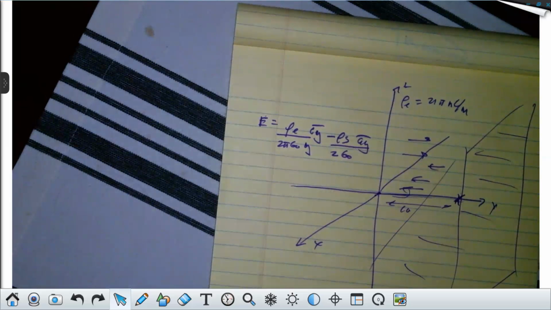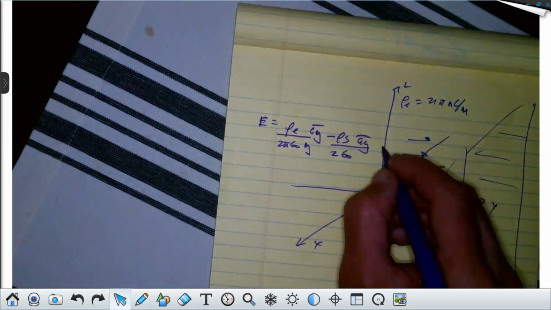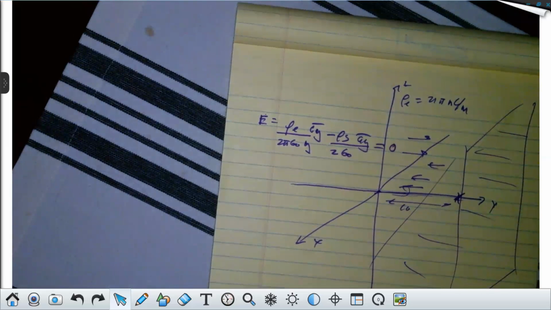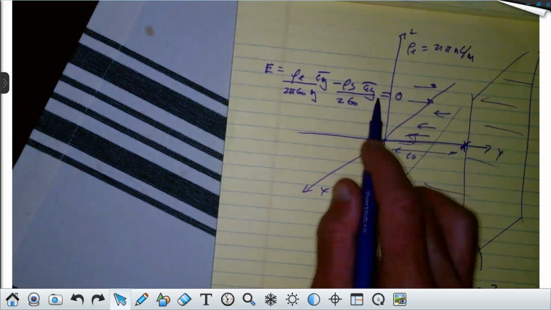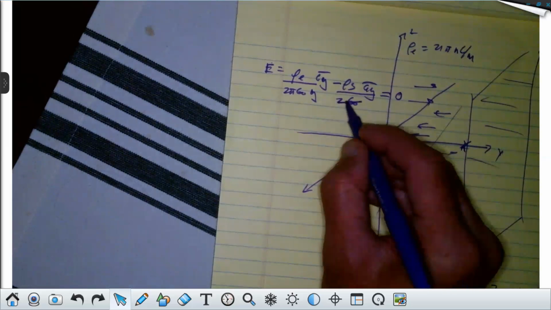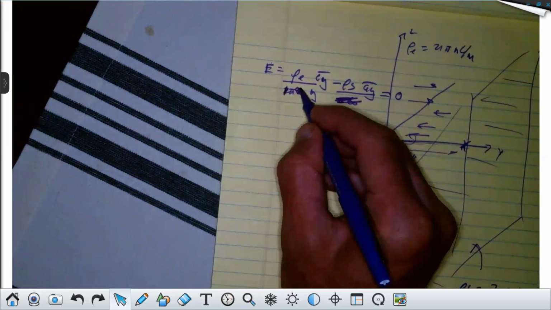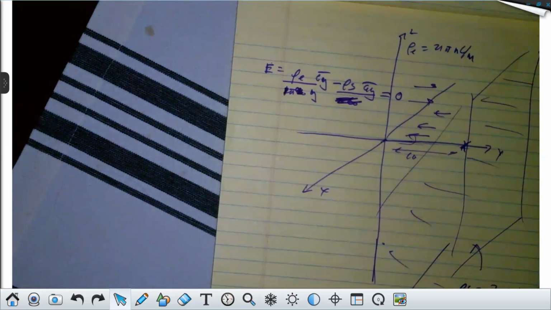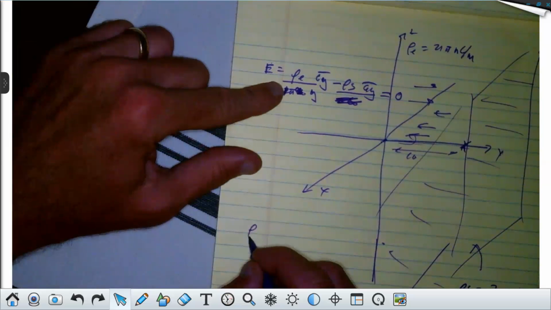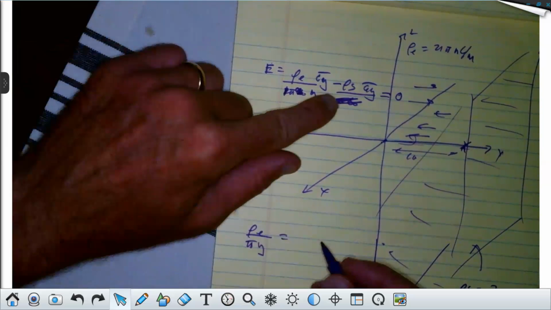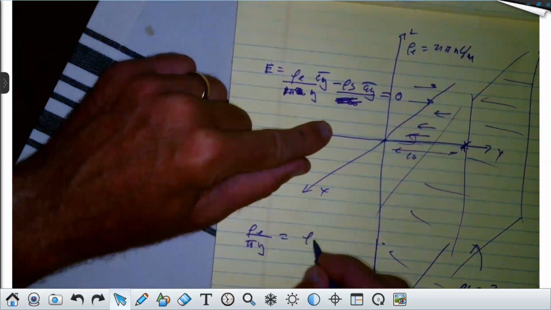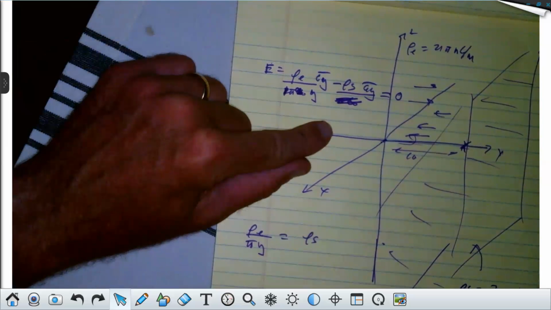Everybody? And I want that set equal to 0. So when I set it equal to 0, I literally take this to the other side. And before I do that, you all see I can get rid of the 2 epsilon naught there. Everybody see that? And that means I have rho L over pi times y is equal to rho S, right? You agree with me?